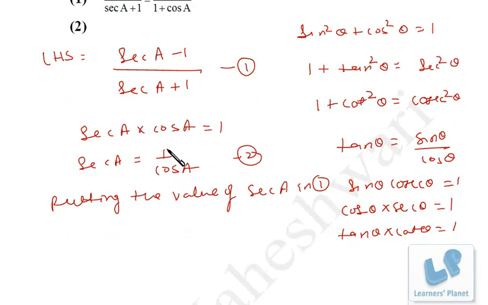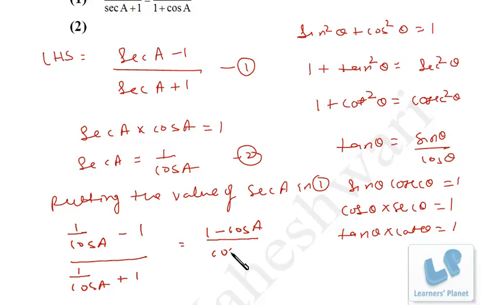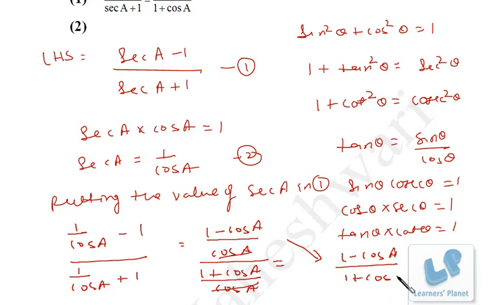Okay, so sec A is what? 1 by cos A. I put it over here. It's (1 by cos A minus 1) upon (1 by cos A plus 1). Simply take LCM of numerator and denominator. So it's (1 minus cos A by cos A) by (1 plus cos A by cos A). So this will be cancelled. So we are left with (1 minus cos A) by (1 plus cos A), that's the right hand side, right?